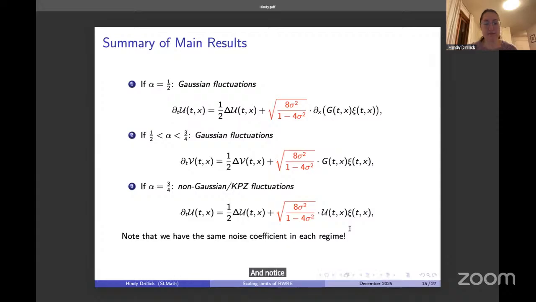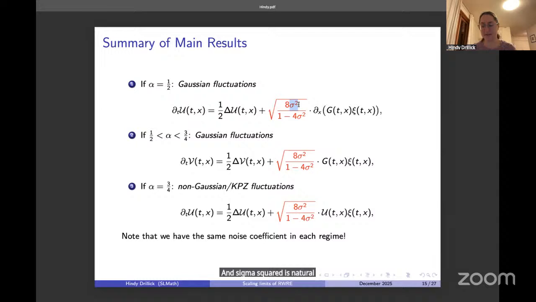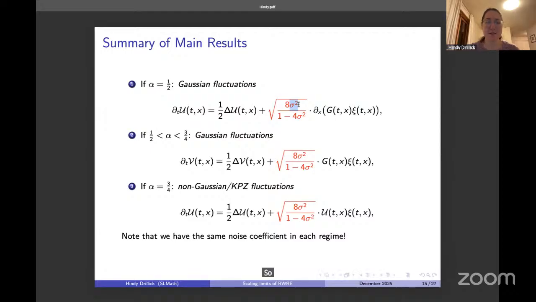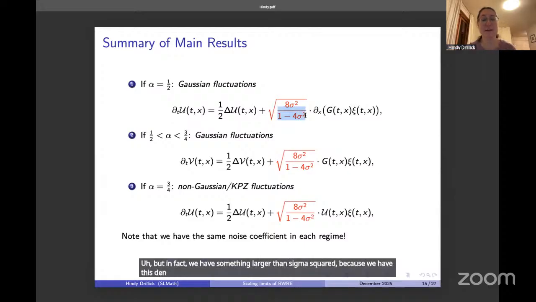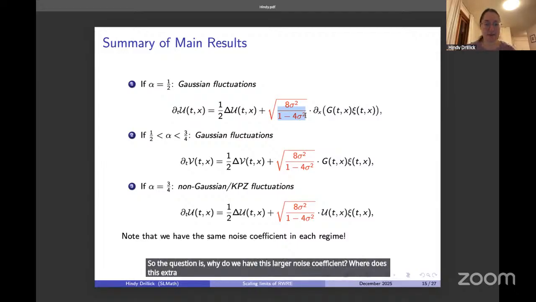And notice that we have the same noise coefficient in each of the three regimes, and that this noise coefficient is somewhat non-trivial because the numerator is basically sigma squared. And sigma squared is natural here because sigma squared is the variance of the omegas, which are like the pre-limiting noise. So it's natural that the limiting noise should also have sigma squared. So maybe really a naive guess would be just to expect sigma squared here. But in fact, we have something larger than sigma squared because we have this denominator 1 minus 4 sigma squared. So the question is, why do we have this larger noise coefficient? Where does this extra noise come from?